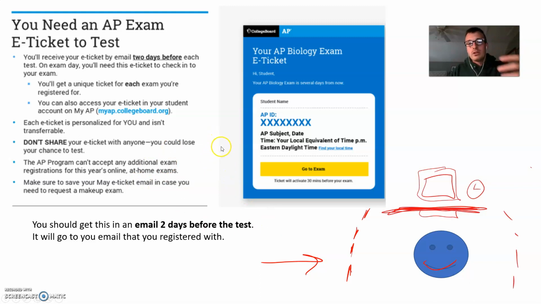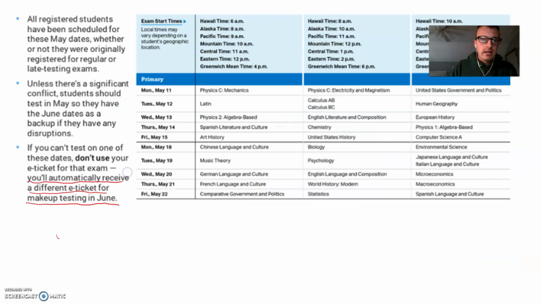Now, to get into the exam, you're going to get an exam ticket, and they said that you will get an email 2 days before the test. So make sure that you know what your email is that you signed up with on the College Board website, so that you can look out for that. If you can't find it in the email 2 days before the test, don't panic. You can log into my AP Classroom, and it will be there linked to your account. You'll have a little entrance ticket there.